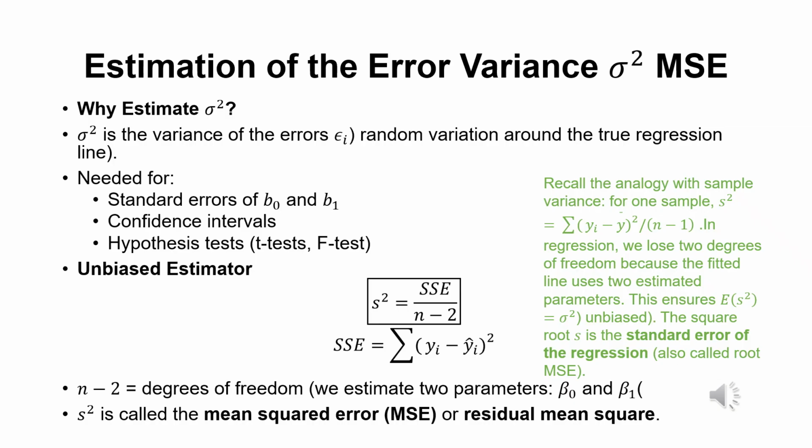Estimate sigma squared. Sigma squared measures the random variation around the true regression line. We need it for standard errors, confidence intervals, and hypothesis tests like t-tests and the F-test. The unbiased estimator is s squared equals SSE divided by n-2, where SSE is the sum of squared residuals. The denominator n-2 is the degrees of freedom, because we estimate two parameters, beta_0 and beta_1. This s squared is called the mean squared error, or MSE.